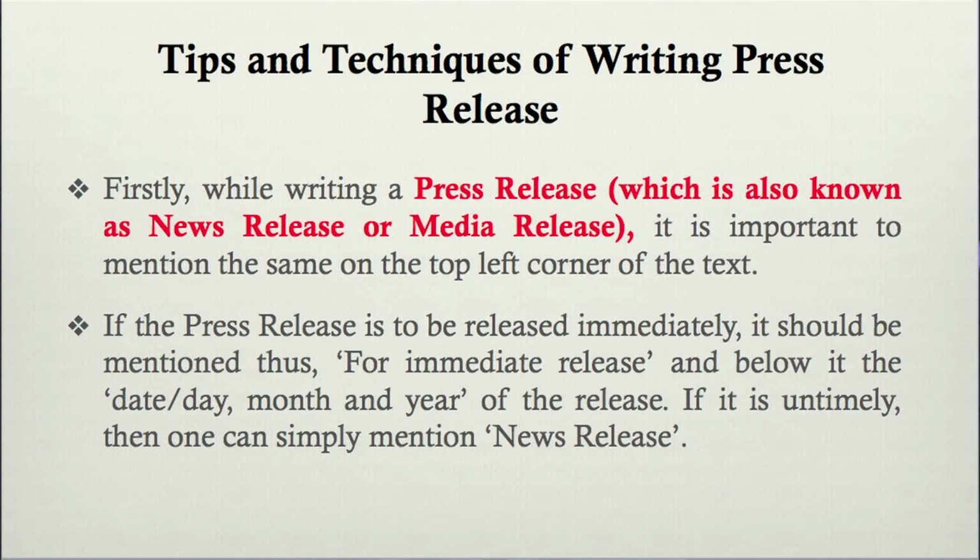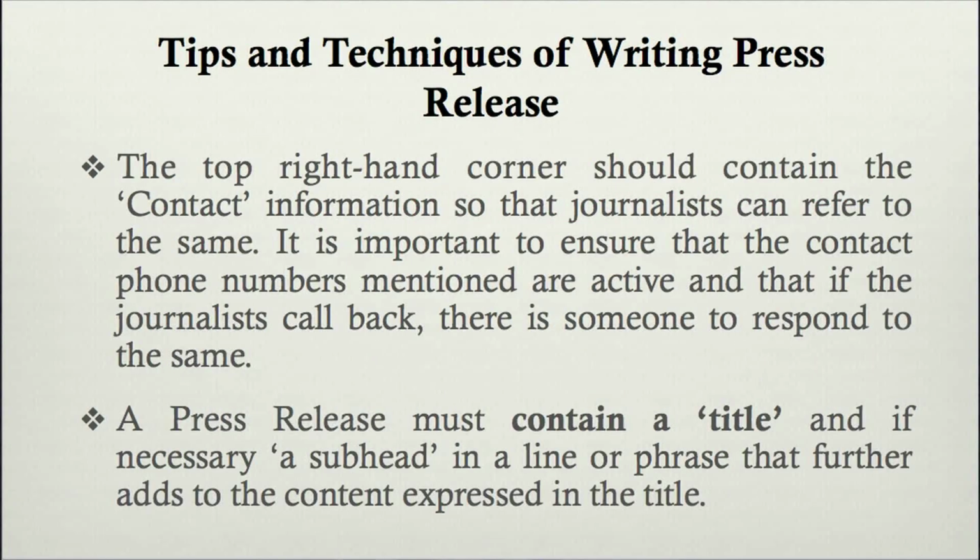corner of the text. If the press release is to be released immediately, it should be mentioned thus: for immediate press release, and below it the date, day, month and year of the release should be mentioned. If it is untimely, then one can simply mention news release. The top right hand corner should contain the contact information so that journalists can refer to the same. It is important to ensure that the contact phone numbers mentioned are active and that if the journalists call back, there is someone to respond to the same.